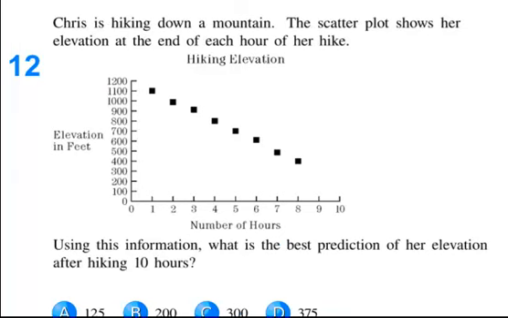12. Chris is hiking down a mountain. The scatter plot shows her elevation at the end of each hour of her hike. Using this information, what is the best prediction of her elevation after hiking 10 hours? So we're going to find our line of best fit. Okay, so we start at the beginning of the data, and it almost makes it pretty close to a real line. And then we're going to extend that out.